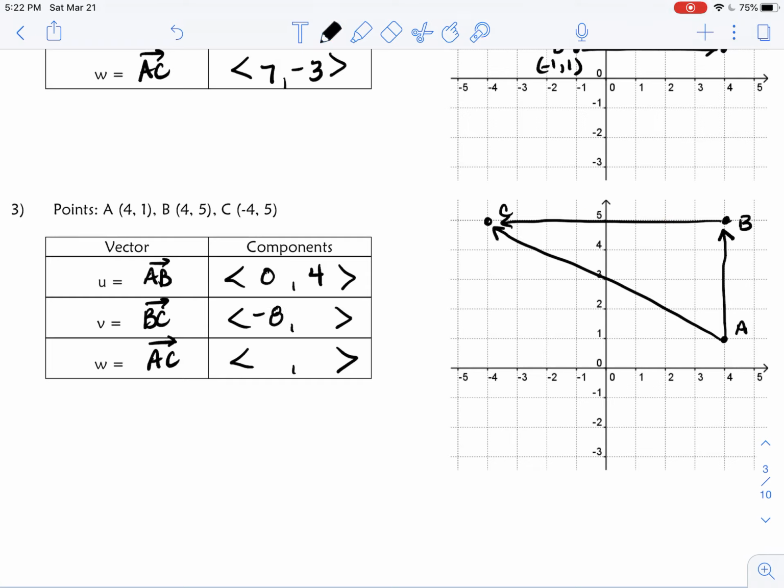And your last vector from A to C, you're moving 1, 2, 3, 4, 5, 6, 7, 8 to the left. 1, 2, 3, 4 up, and so 8 to the left and 4 up.